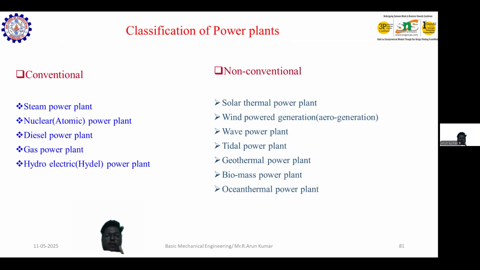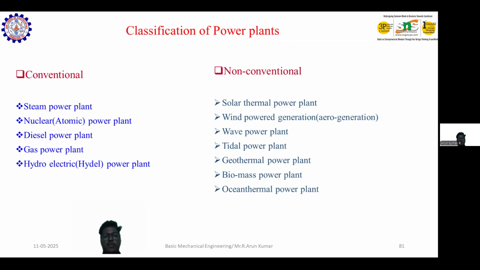We will mainly focus on the steam power plant in this lecture series: how the steam power plant works, what source is needed for it, and also how the steam is converted into electric energy. These processes will be explained in this lecture series.